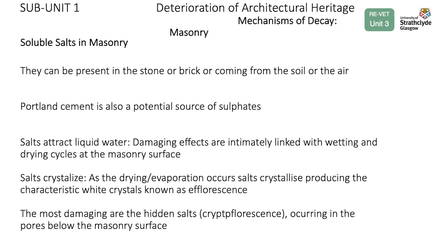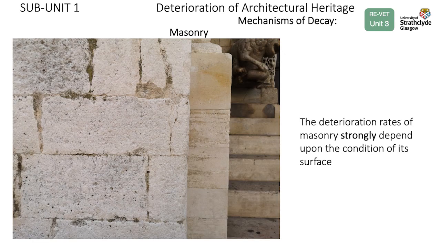Salts crystallize. As drying evaporation occurs, salts crystallize, producing the characteristic white crystals known as efflorescence. The most damaging are the hidden salts, cryptofluorescences, occurring in the pores below the masonry surface. Deterioration rates of masonry strongly depend upon the conditions of its surface.